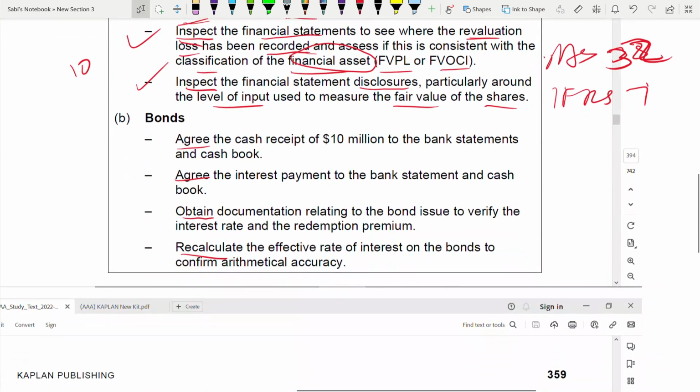Next, bond. Bond was at 10 million, I remember. So it's very easy. Agree the cash receipt to the bank statement and cash book. You see, same as the share. Second, interest payment. You must have paid interest. Check this also with the bank statement and cash book. Again, very easy. Third, get documentation relating to what? Bond issue.